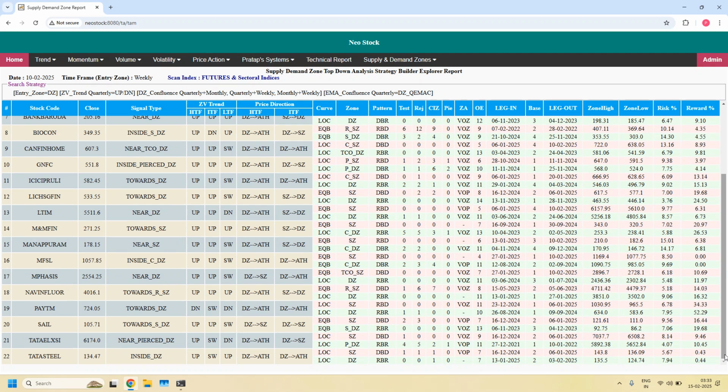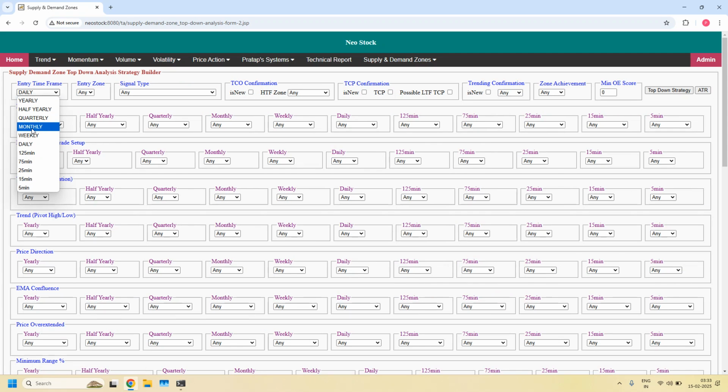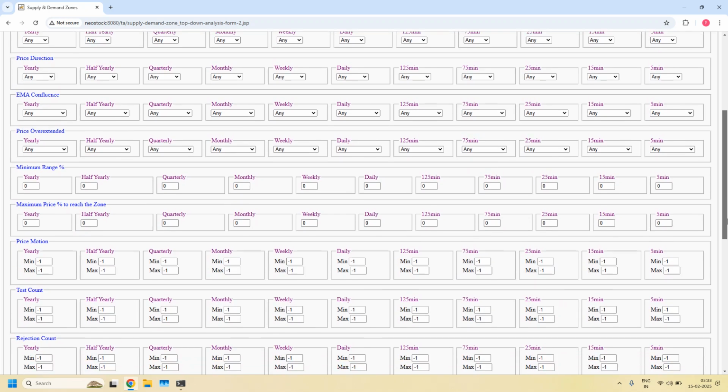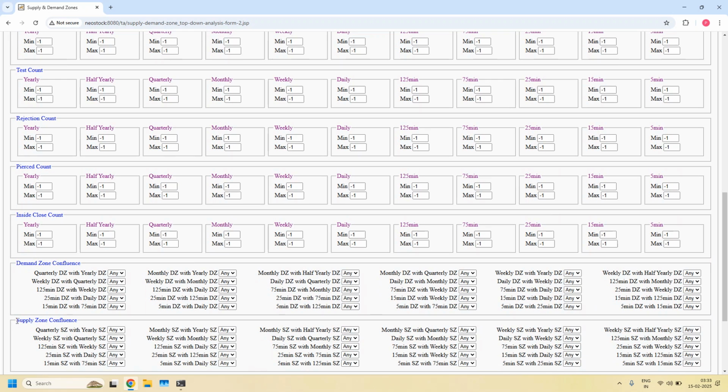Similarly, I will generate for supply zones also. Supply zone confluence. So the entry time frame is weekly. The entry zone is supply zone, and we should apply the filters to supply zone confluence: weekly, monthly and quarterly. So in the supply zone confluence, I am setting 3 filters. The first filter is whether the weekly supply zone is having monthly supply zone confluence or not, and whether the weekly supply zone is having quarterly supply zone confluence or not, and also whether the monthly supply zone is having quarterly supply zone confluence or not. With all 3 filters, all confluence should be there, then only it displays.